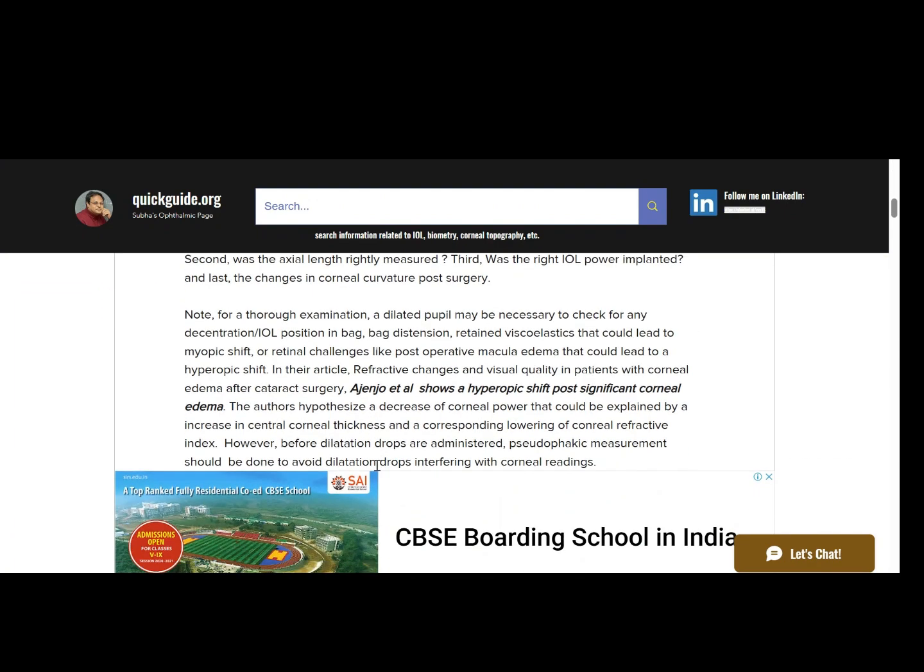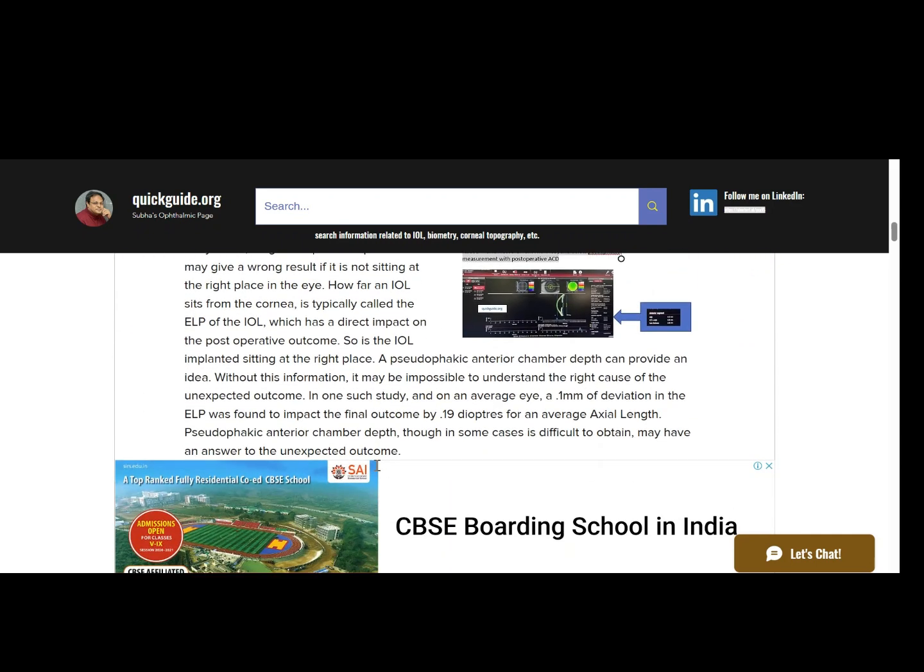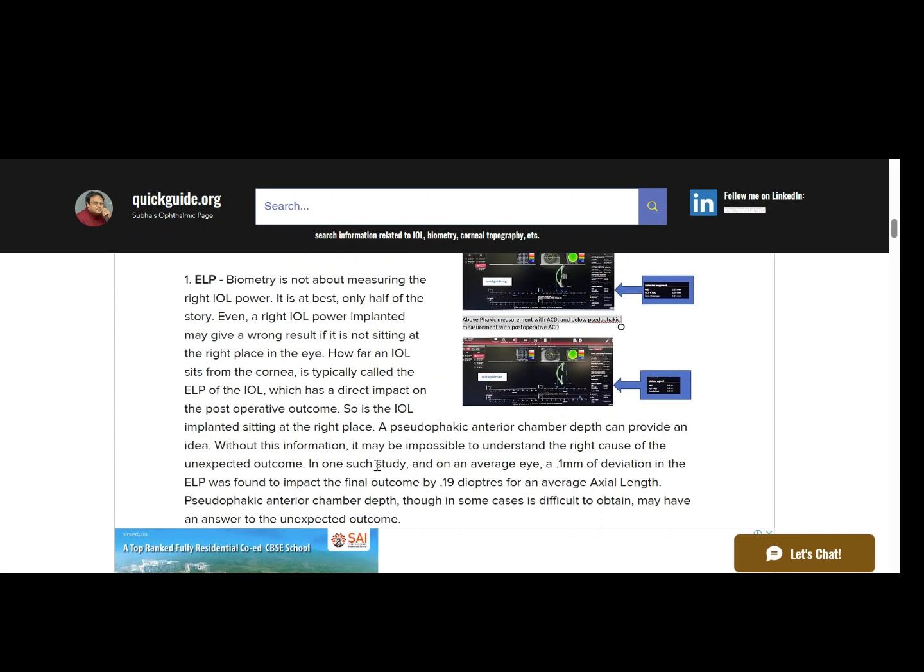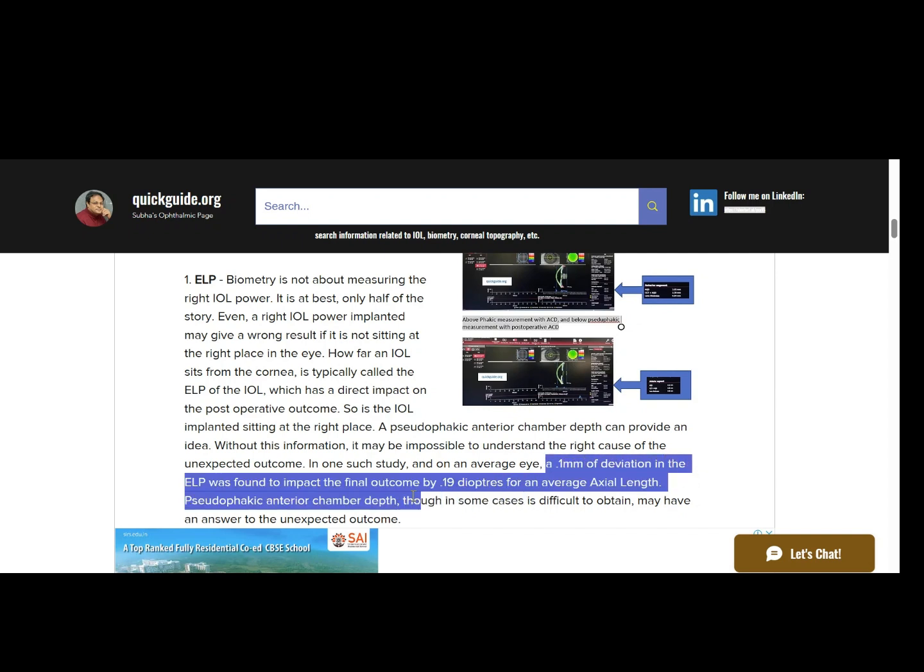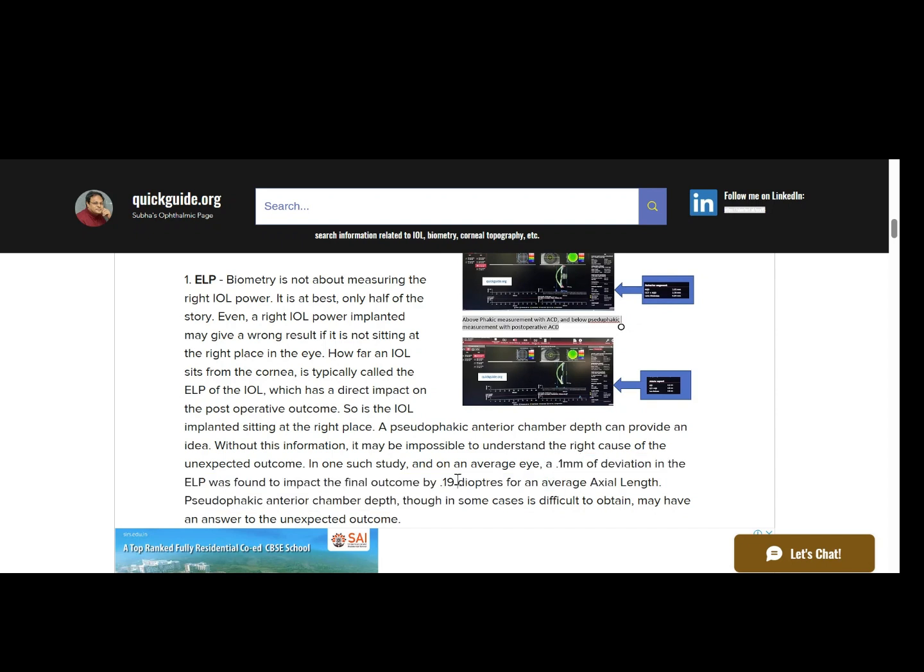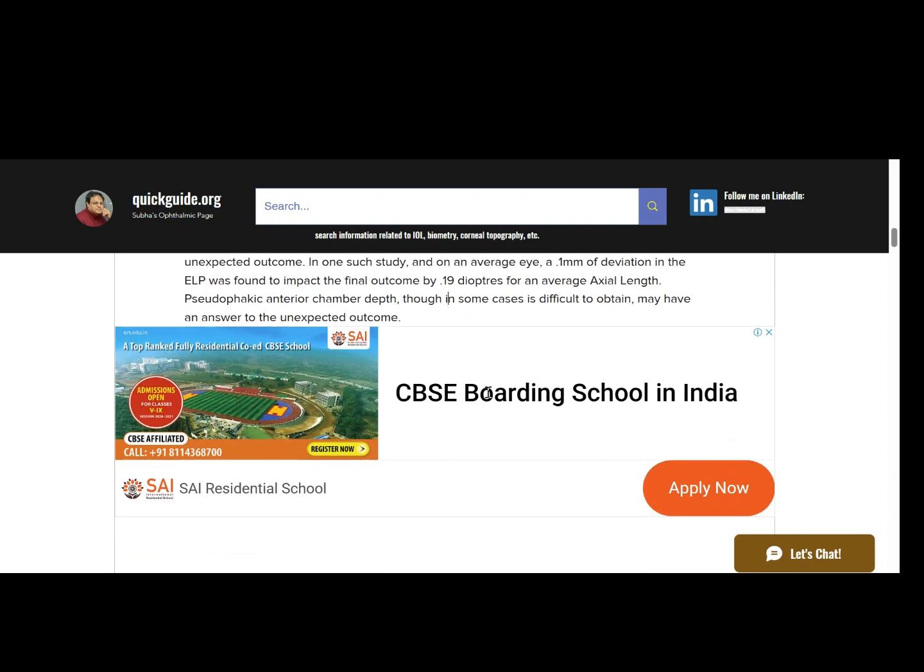Now, this article actually divides into three or four things that you need to check. First is the effective lens position. We know that effective lens position is important, and for every 0.1 millimeter of deviation of the ELP, the impact is found to be around 0.2 diopters. Right, this is right from Thomas Olson's work.